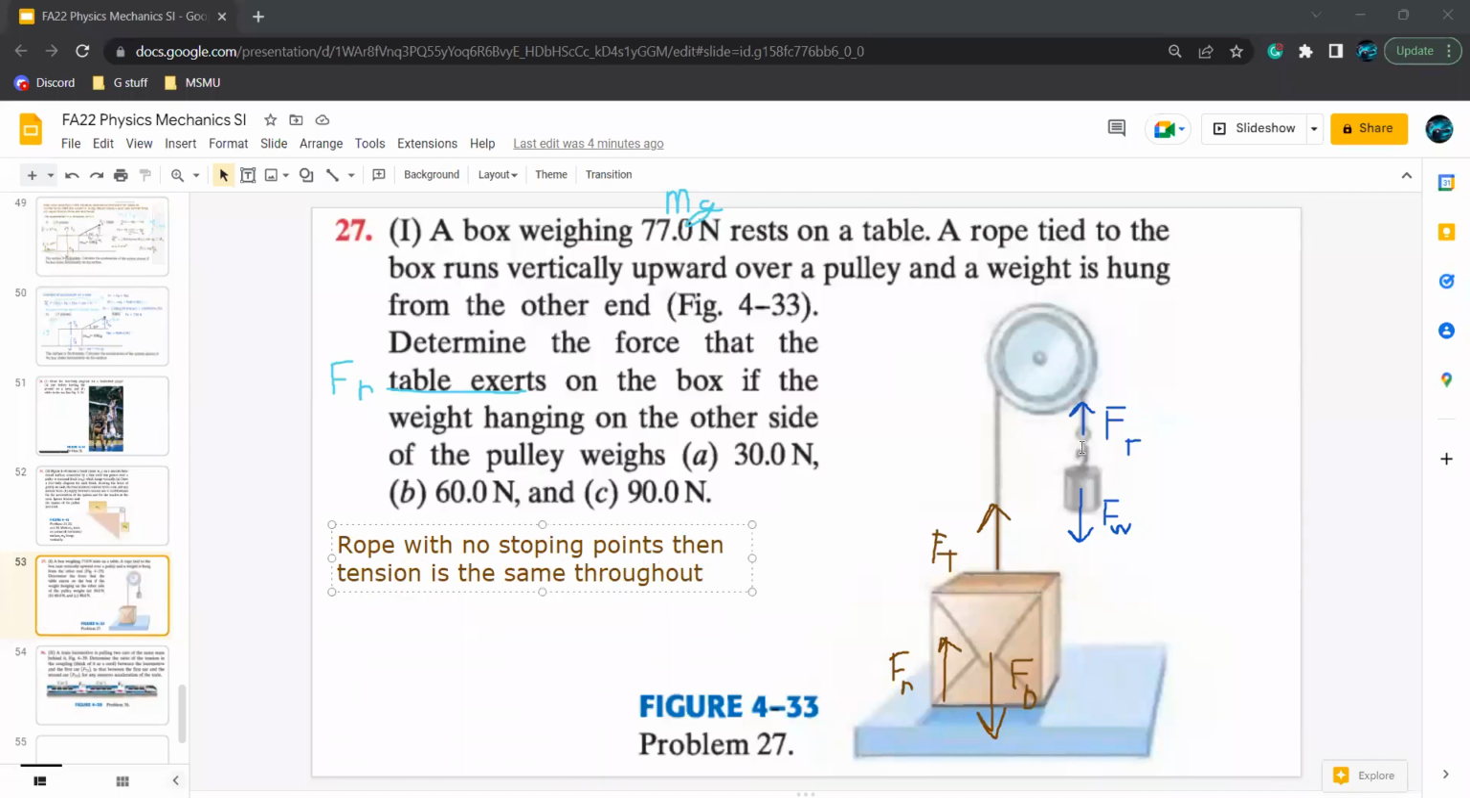So what that means is that this FT is equal to FT. I did them in different colors just so we could see them conceptually. Equal to, okay.